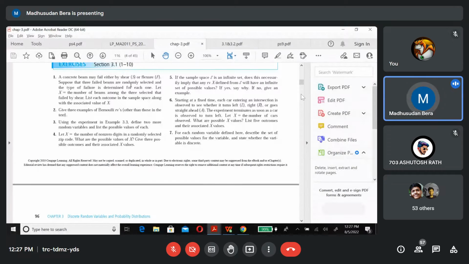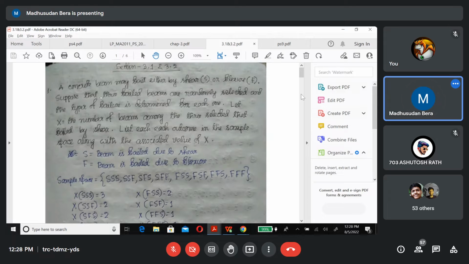So S or F for three failed beams. For the first one, either S or F, two choices. Second one, either S or F, two choices. Third one, either S or F. That means 2 times 2 times 2, which is 2 cubed, so 8 outcomes. What are the outcomes? S means the beam failed due to shear, F means failed due to flexure. Either all are S, or SSF, SFS, SFF, FSS, FSF, FFS, FFF. These are the 8 outcomes.